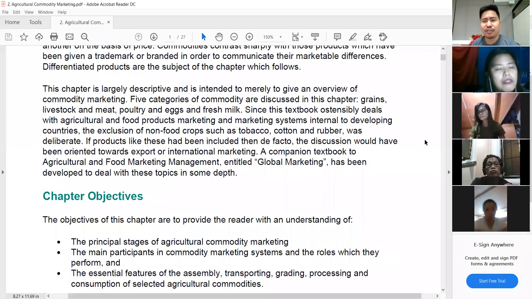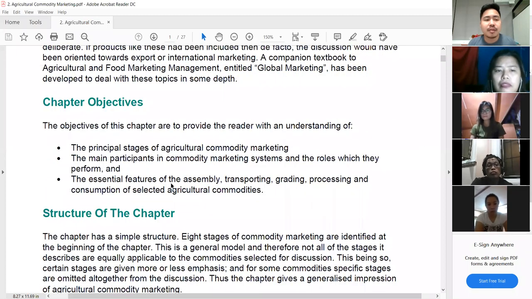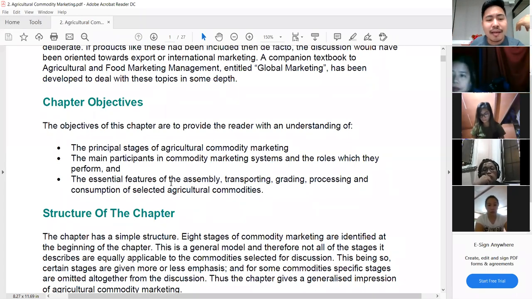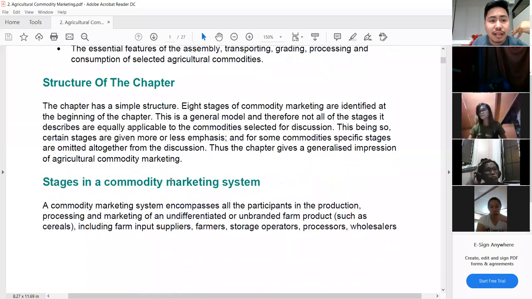It's just a continuation of the first chapter and focusing more on agricultural products as commodities, as consumable items or goods. Now here are the chapter objectives. Number one, we can have an understanding of the principal stages of agricultural commodity marketing, which we basically outlined last time. Second one is the main participants in commodity marketing systems and the roles which they perform. And we already did a sort of explanation about this. And third one is the essential features of the physical component of agricultural marketing: assembly, transporting, grading, processing, and consumption of selected agricultural commodities.